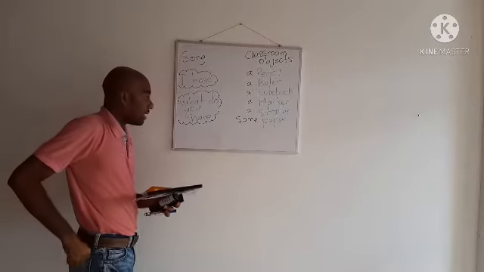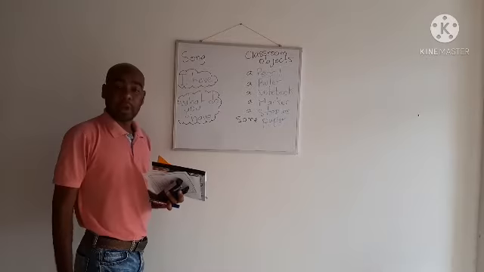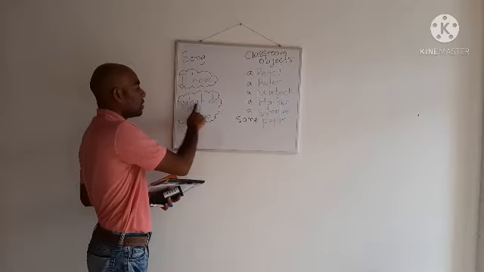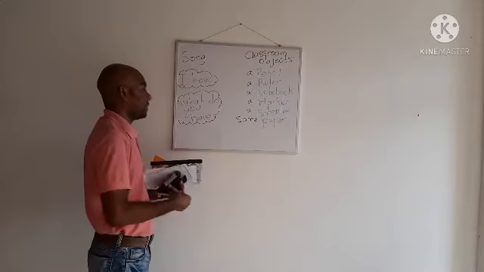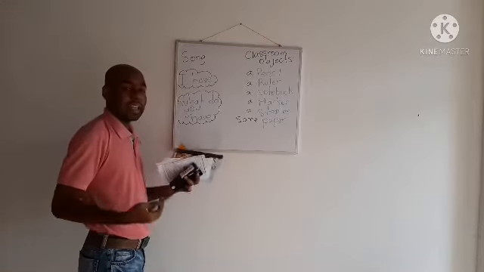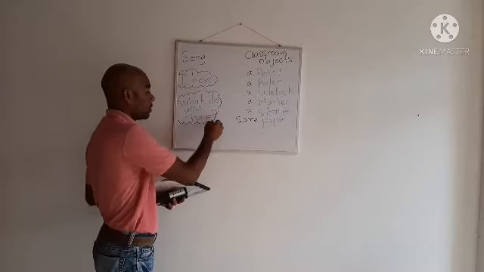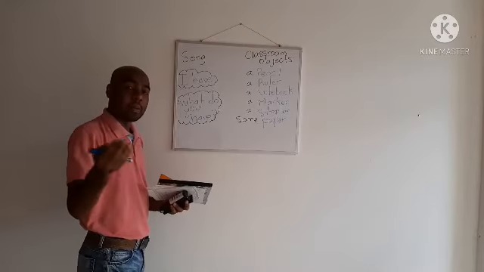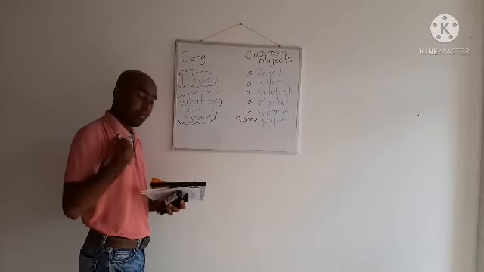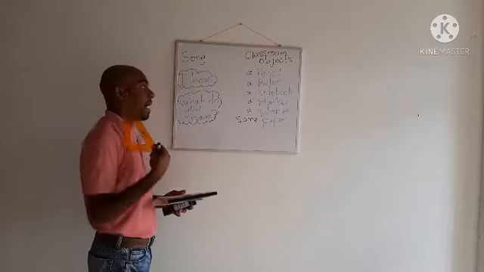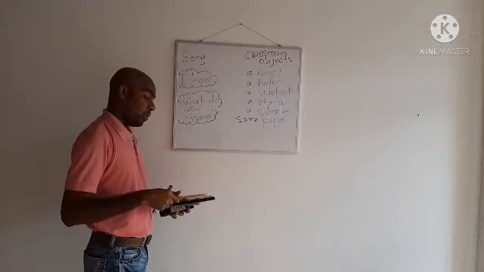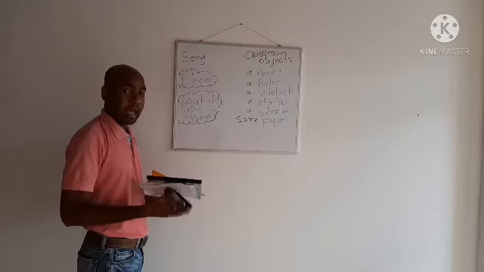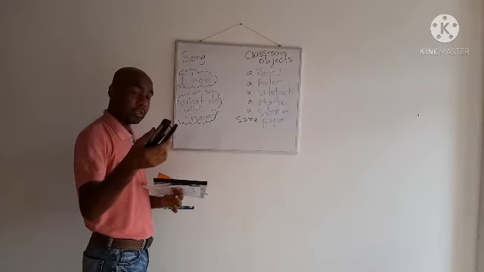Bueno, y algo más que también vamos a pronunciar en la canción es la expresión, what do you have? ¿Qué significa? ¿Qué tienes tú? Por ejemplo, ustedes preguntan a mí, what do you have? Yo puedo decir, I have a ruler. O puedo decir, I have a marker. O puedo decir, I have a stapler.